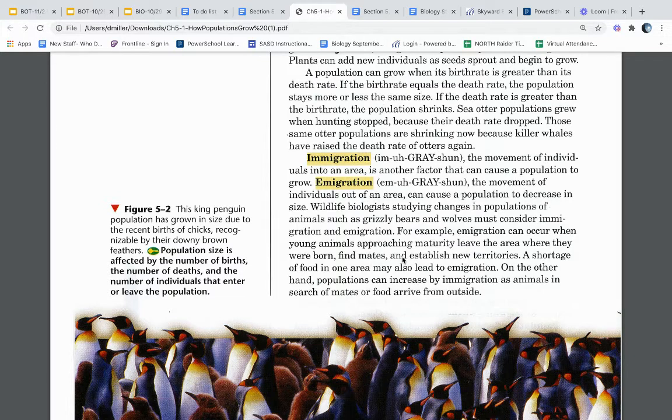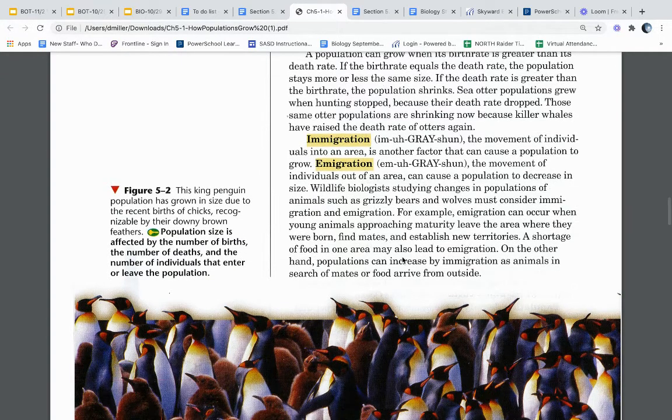Sea otter populations grew when hunting stopped because their death rate dropped. Those same otter populations are shrinking now because killer whales have raised the death rate of otters again. Immigration, the movement of individuals into an area, is another factor that can cause a population to grow. Emigration, the movement of individuals out of an area, can cause a population to decrease in size. Wildlife biologists studying changes in populations of animals, such as grizzly bears and wolves, must consider immigration and emigration.